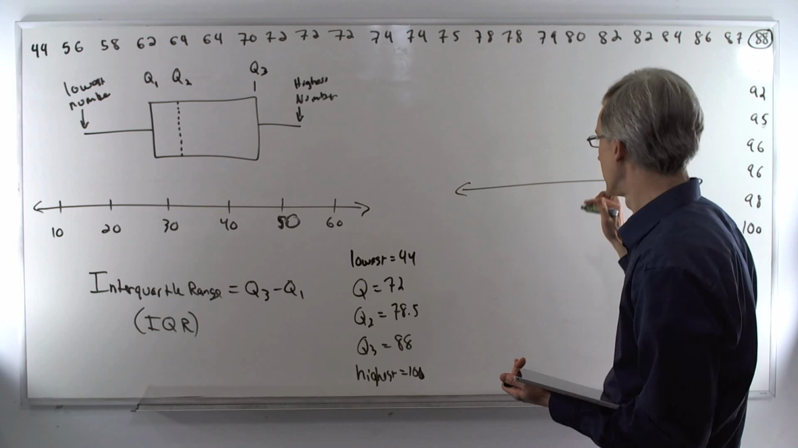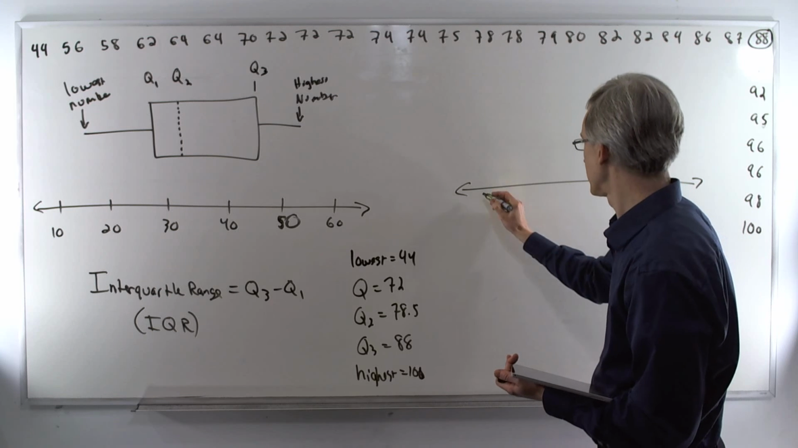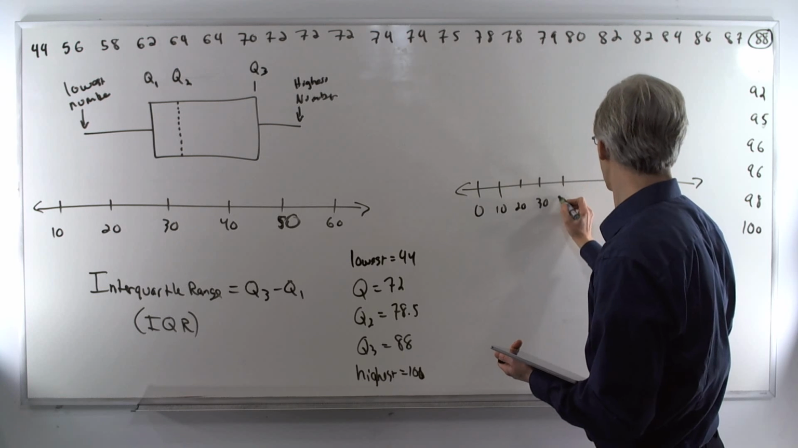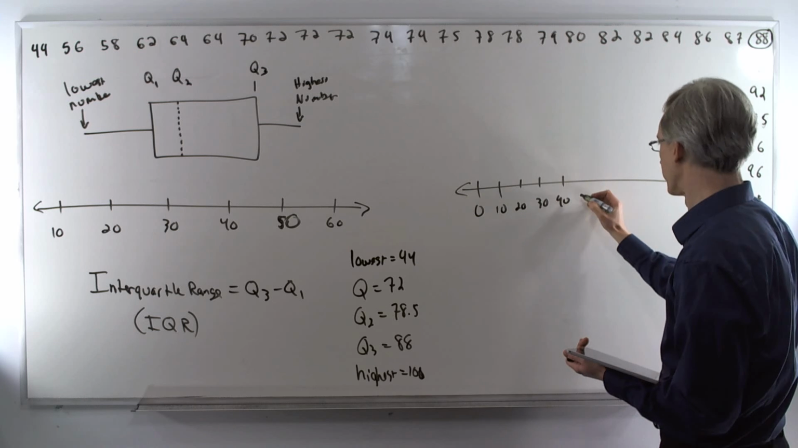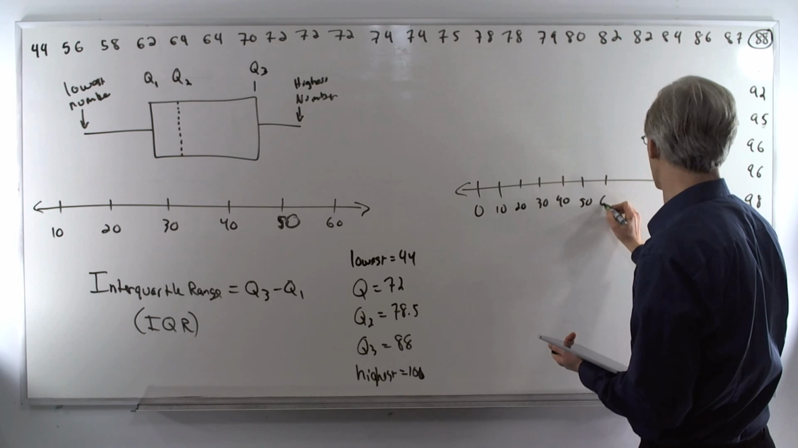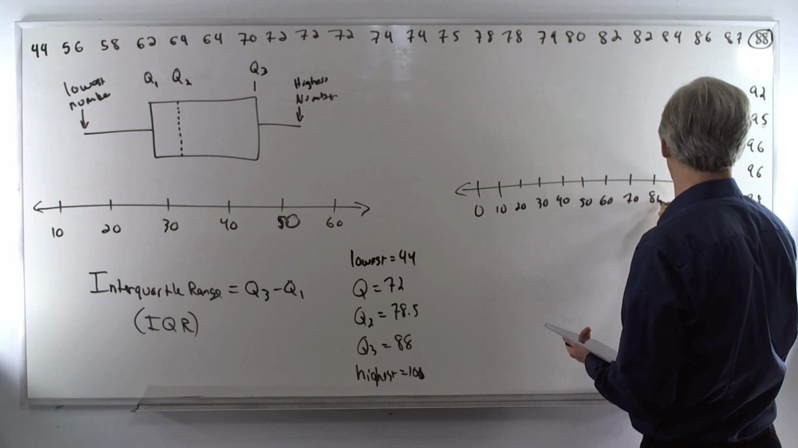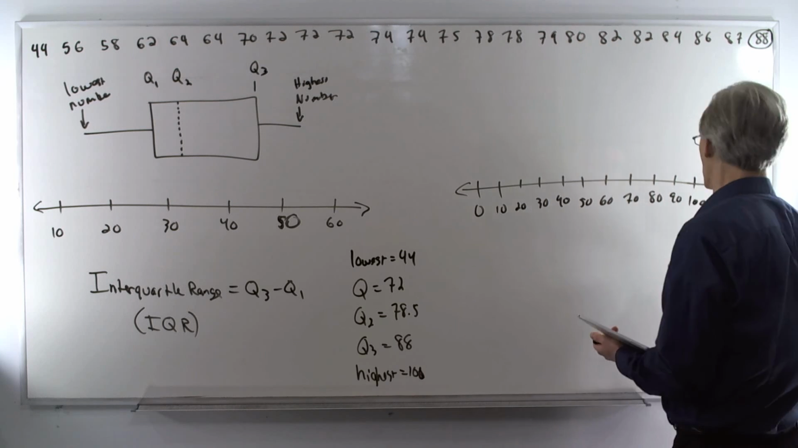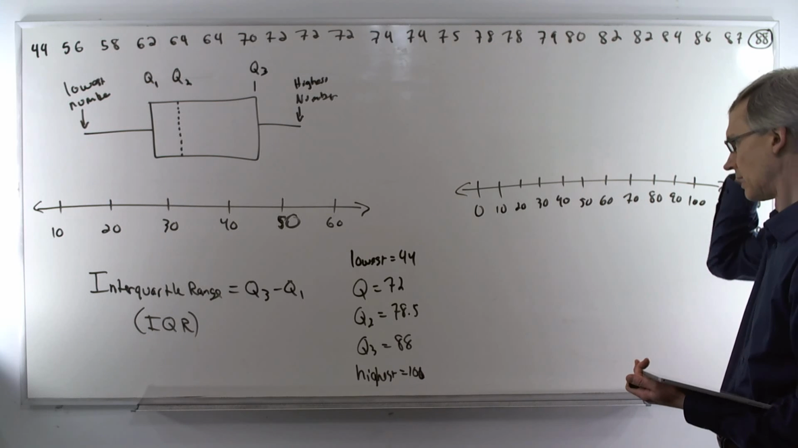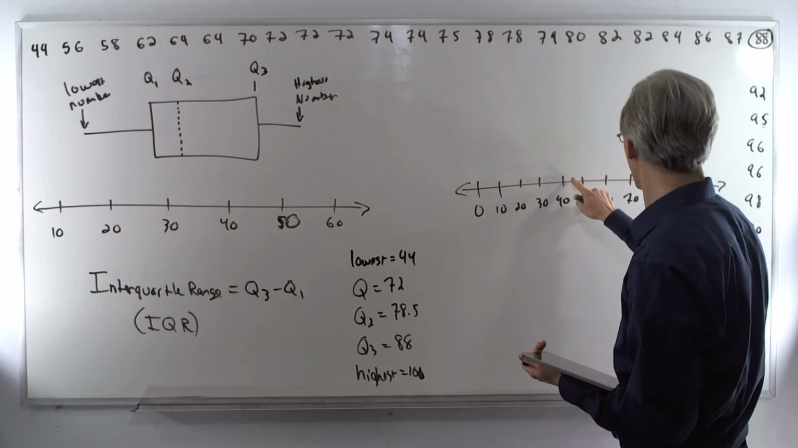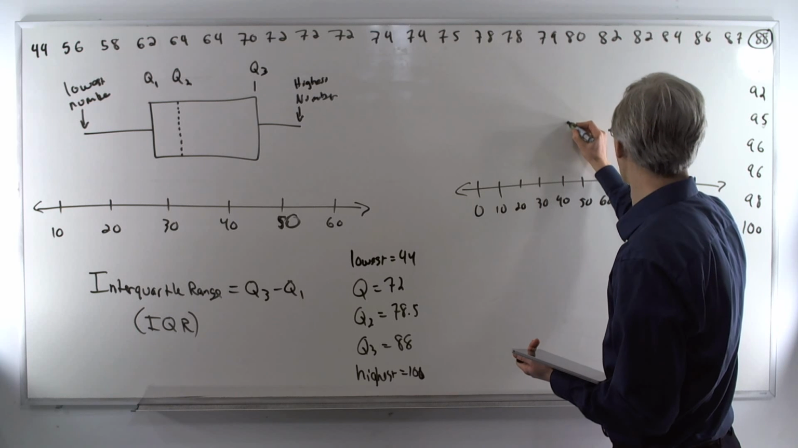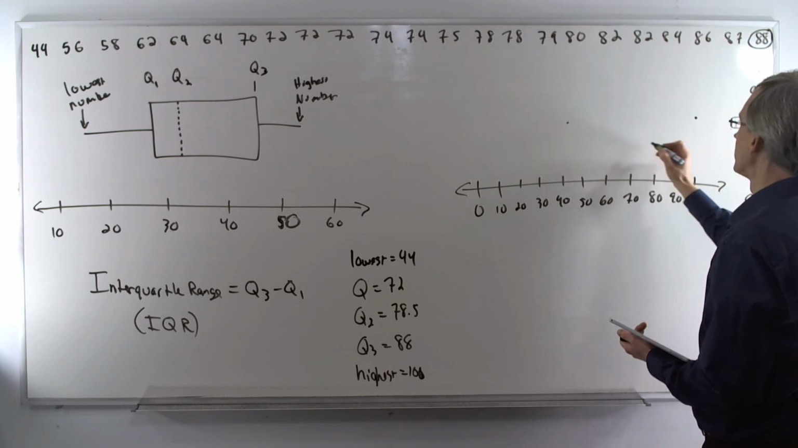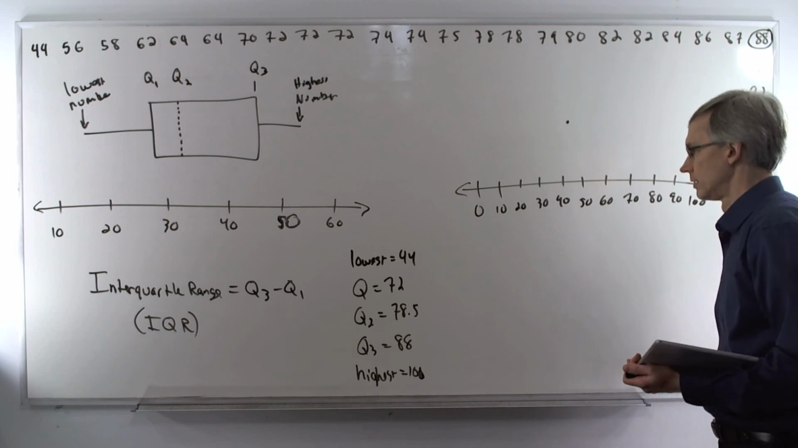All right, so create the scale first. And since this is data from an exam, it makes sense to start at 0. But you don't have to. We could start at like 40 and it would all fit. So there's our scale, 0 to 100. Lowest value is at 44, so I'm going to find 44 and the line's going to start there. Highest value is at 100, so the other edge of the line is going to be there. So there's our endpoints.